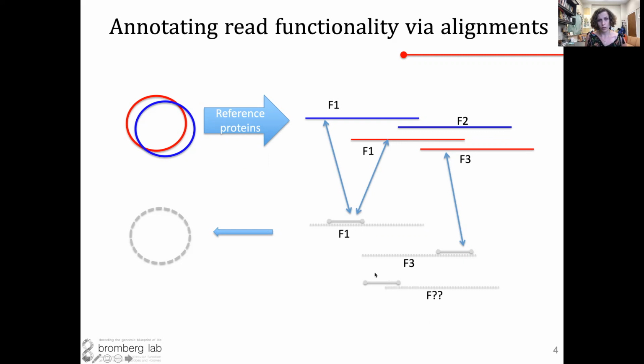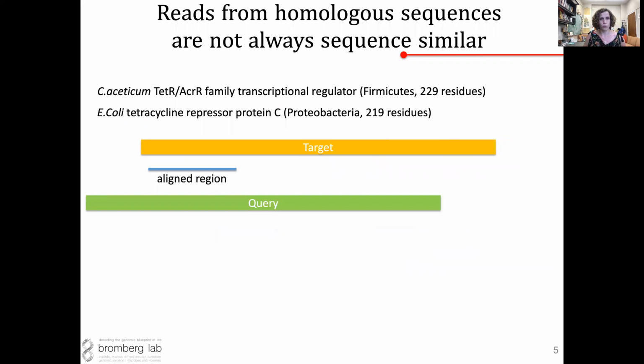And also there is going to be a situation where the read doesn't actually overlap in its completeness with the gene that is being referenced. This last problem is going to be highlighting the situation where the reads from homologous sequences, which could potentially be annotated, are not always going to be sequence similar. So for instance, if you look here, we have the tetracycline repressor protein that comes from C. aceticum, and here one that comes from E. coli. Now, if I align the two sequences, the aligned region is just this blue line over here.